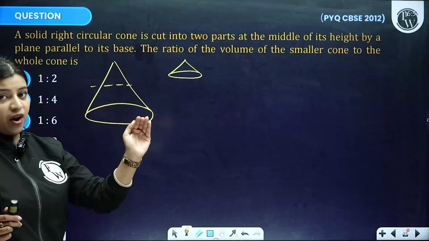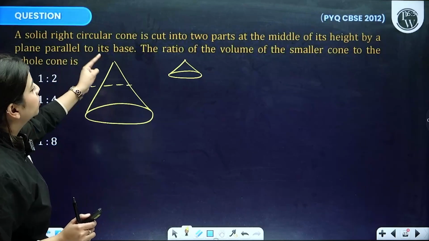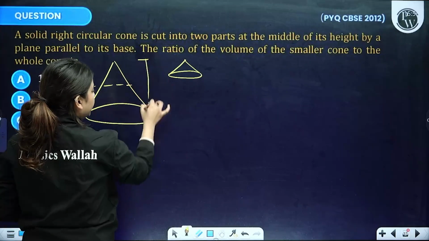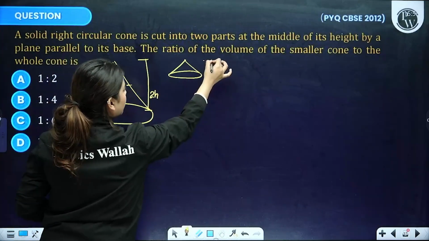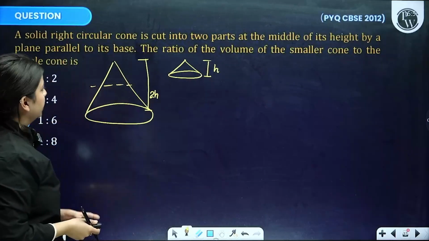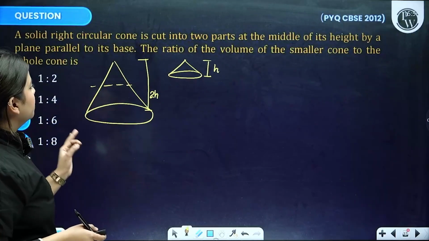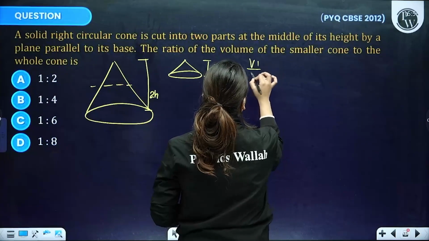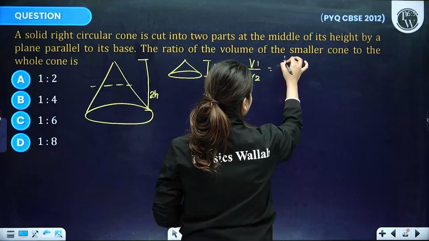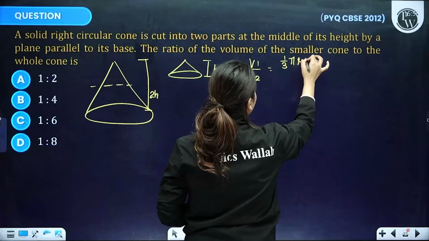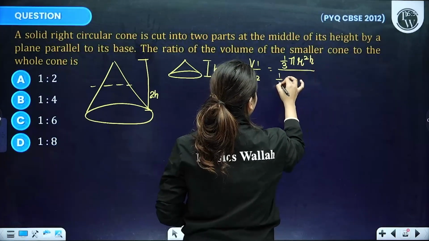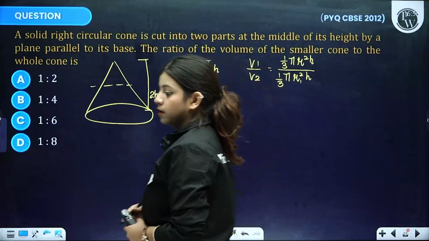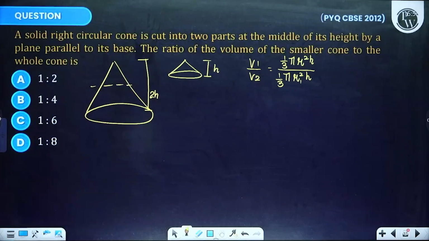And if it is cut in the middle, the solid right circular cone is cut into two parts at the middle of its height. So earlier if its height was, for example, 2h, now its height is left with half of 2h, that is h. And now the ratio of the volume of the smaller part to the larger part of the cone. Right? So we know that volume 1 upon volume 2. First of all, we have to take the smaller part, that is 1 by 3 pi r1 square h upon 1 by 3 pi r2 square 2h. Right? So these are the two things that are given to us.